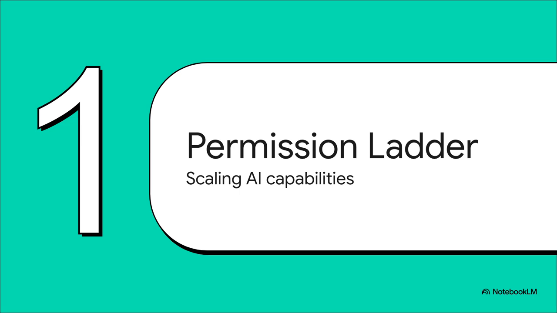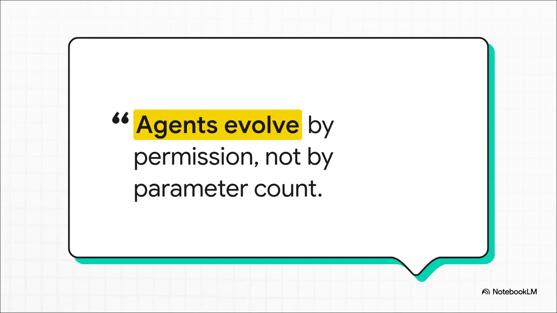Section 1, the agent permission ladder. To kick things off, we really need to understand exactly how AI capabilities are scaling up out in the wild. Right now, we are in the middle of a massive paradigm shift. As the FluxA benchmark so perfectly states, agents evolve by permission, not by parameter count. You hear everyone talking about how many billions of parameters the newest model has or how, quote-unquote, smart it's getting. But the true evolution, it's not about raw intelligence anymore. It's entirely about what the AI is actually allowed to execute on your behalf.